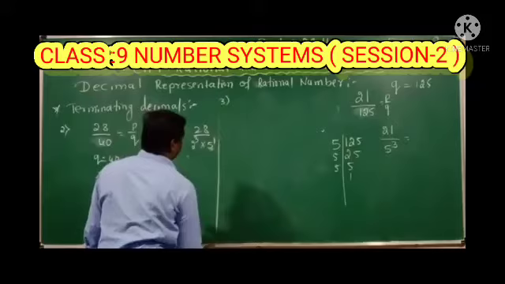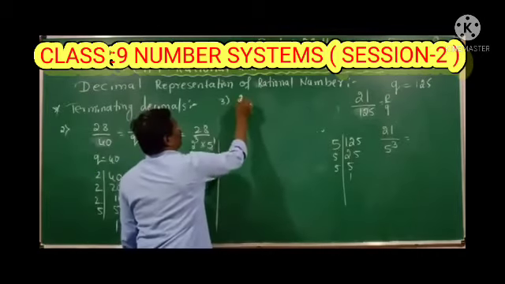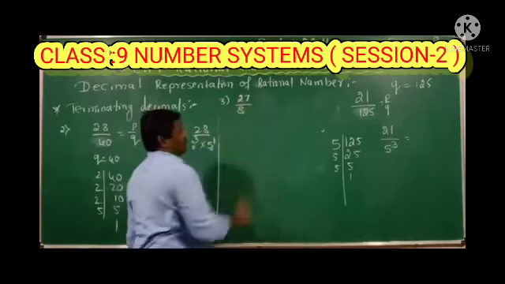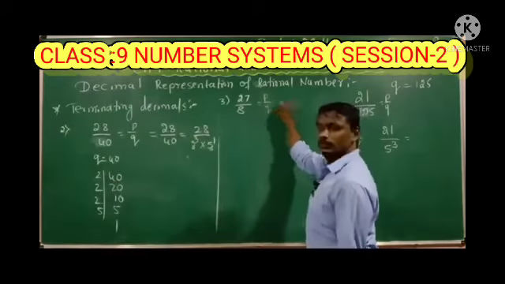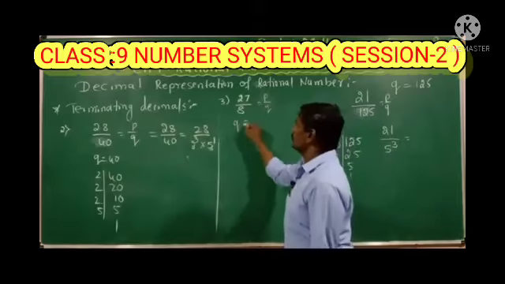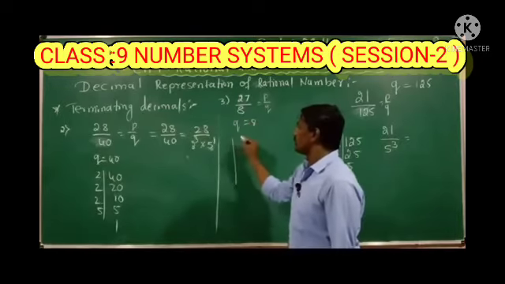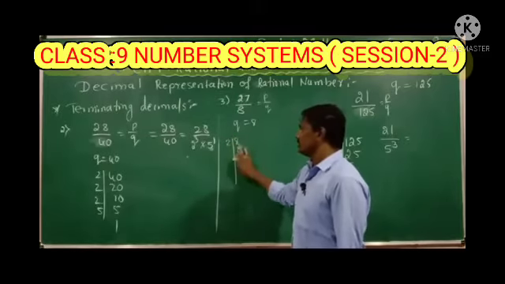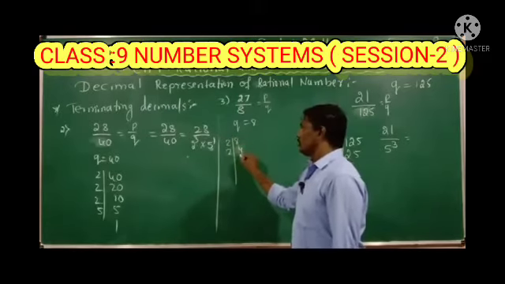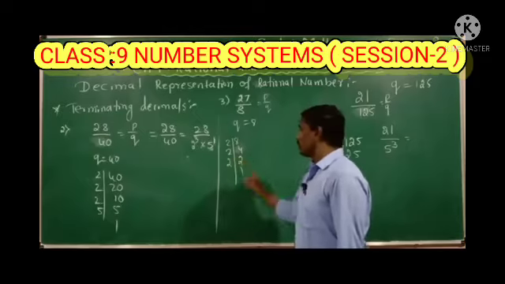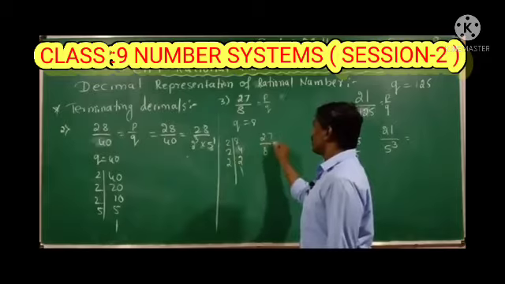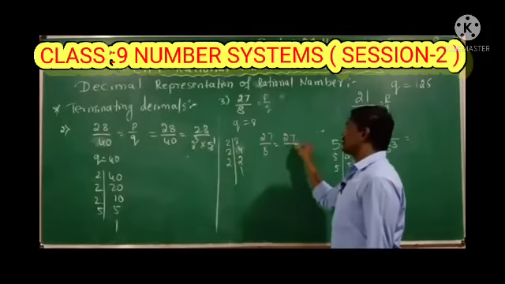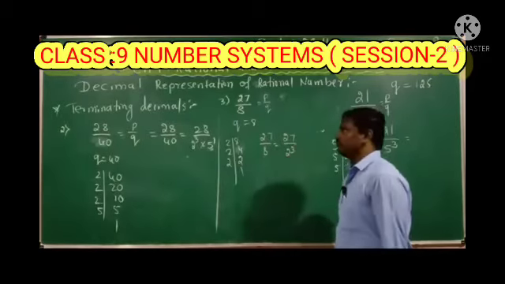Third example, 27 by 8. So again it is in the form of P by Q, right? Q is equal to 8, factorize the 8. 2 4s are 8, 2 2s are 4, again 2 1s are 2. So 27 by 8 can also be written as 27 by 2 cube.